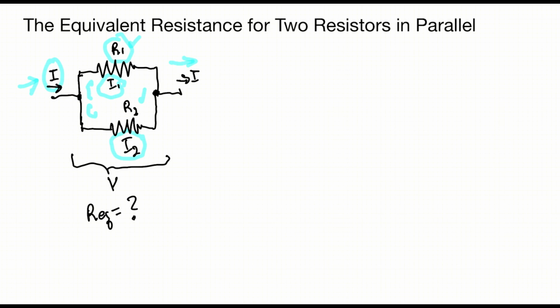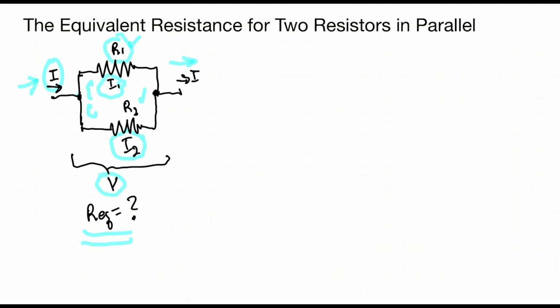So the question becomes, and we know the voltage across this branch is just going to be V because we're treating those as an equivalent resistor. It's going to be the same because they're tied together at these points right here. So the question becomes, what is the equivalent resistance of those two resistors when they are put in parallel? And that's what we want to find out.